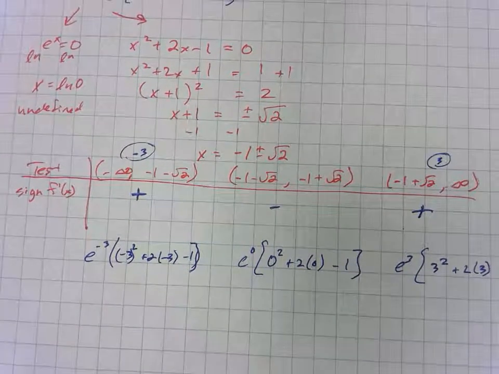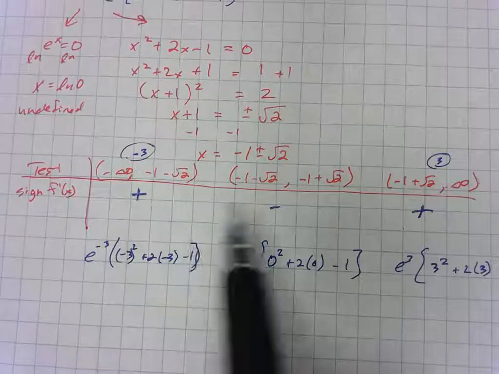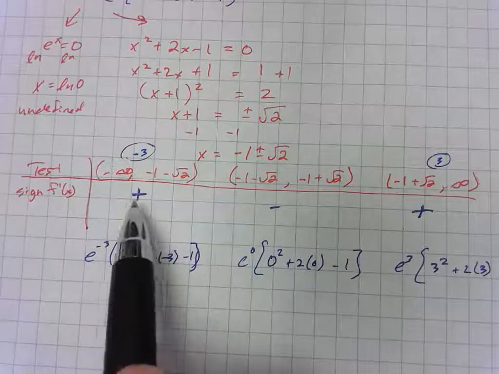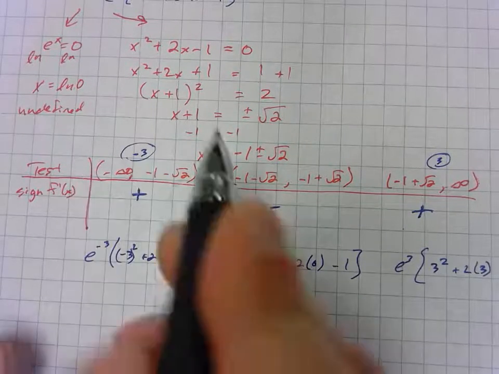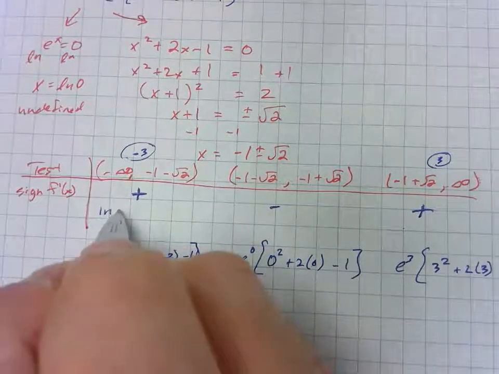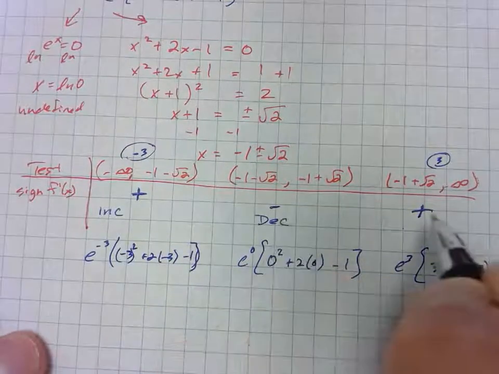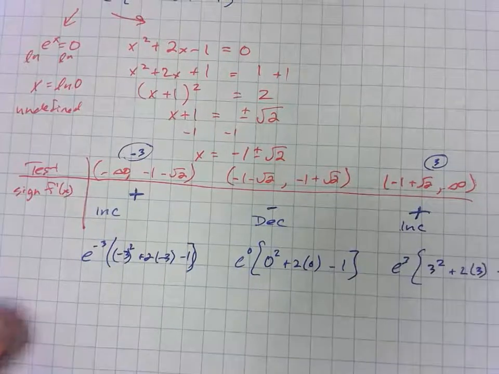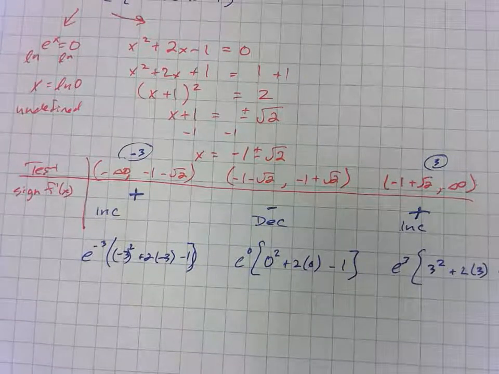Alright, so then the sign here tells us when it's increasing or decreasing. So it's increasing on this interval. I'm going to say it's increasing. It's decreasing on this interval, and it's increasing on that interval. I'm not going to write it out. I wrote it out before, so you need to look at the notes online.